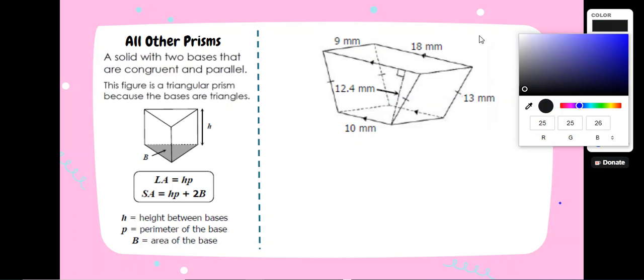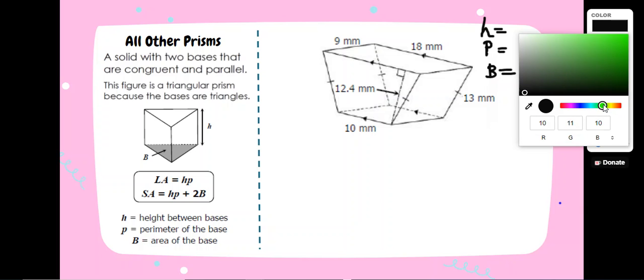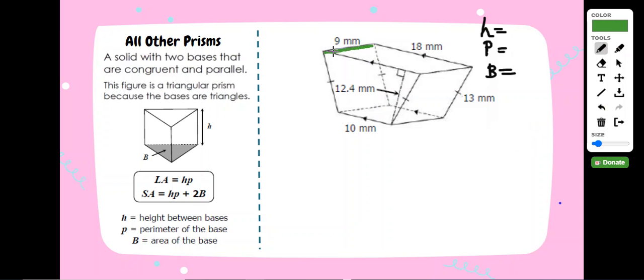So I need all of those variables before I plug it into Desmos or my calculator. Okay, so height, perimeter, and then area of the base. Okay, height, guys, should always be the distance between the 2 bases. Our 2 bases are the trapezoids here. Our height is 9. Don't be fooled. Do not select 12.4. It's the distance between the 2 trapezoids. How far apart are those bases?